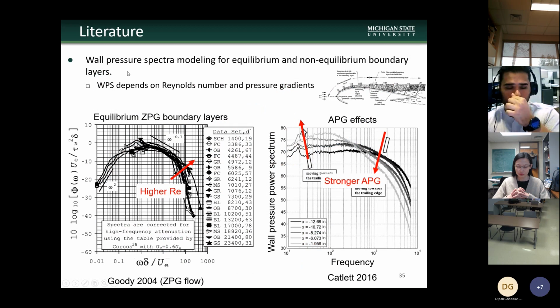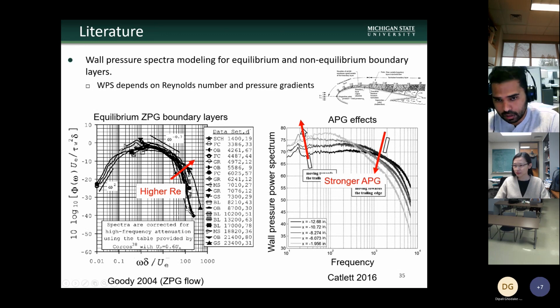Now, when it comes to wall pressure statistics, there are basically two major effects which have been discussed in the literature. If you calculate the power spectral density of the wall pressure fluctuations and normalize it using UE, the boundary layer edge velocity, as the velocity scale, wall shear stress as the pressure scale, and delta as the length scale, and plot it against frequency, it is found that it scales by omega squared at low frequency, by omega to the -1 around the overlap frequency, and by omega to the -5 at high frequency.